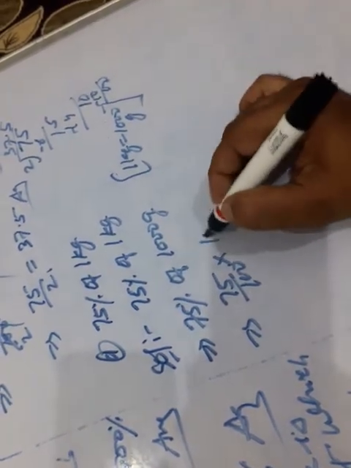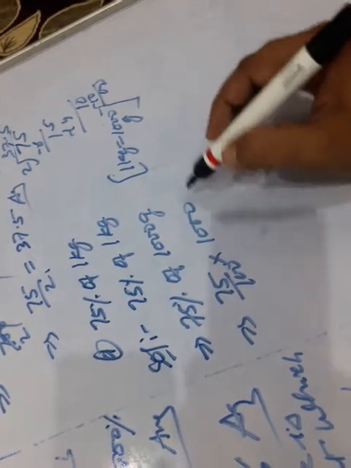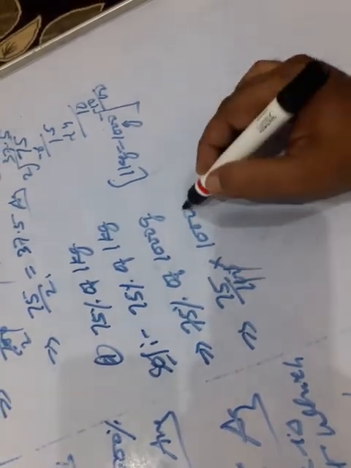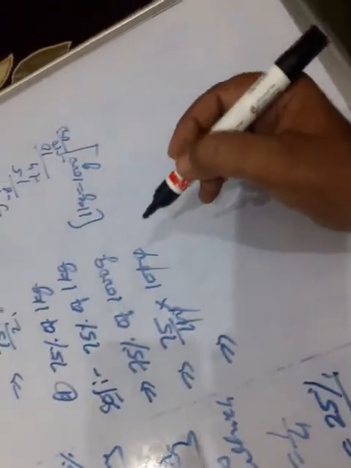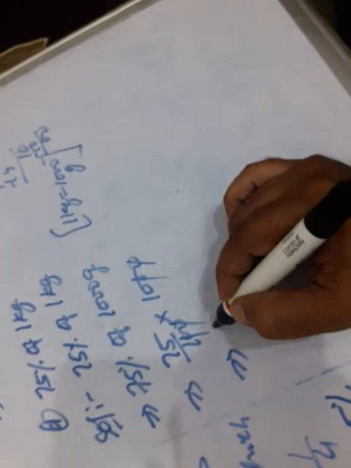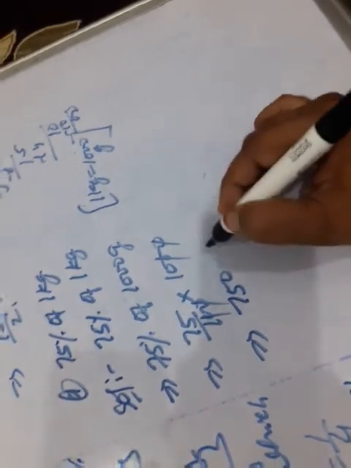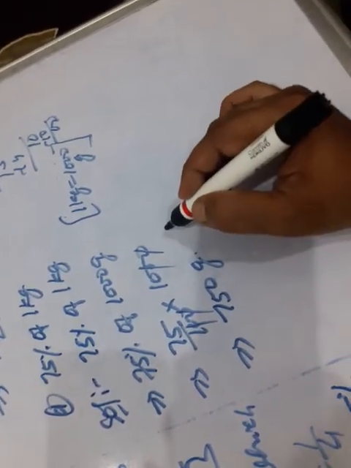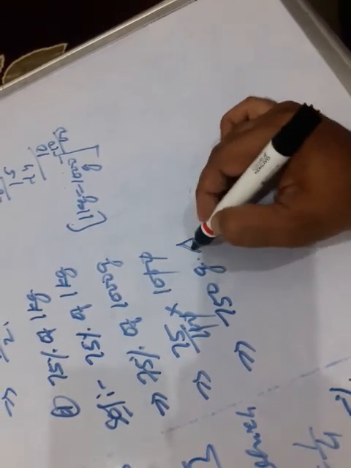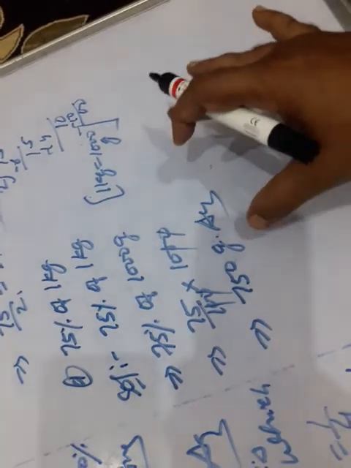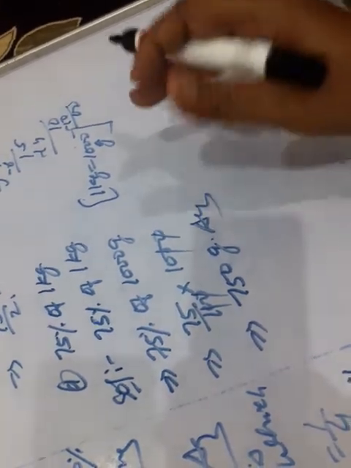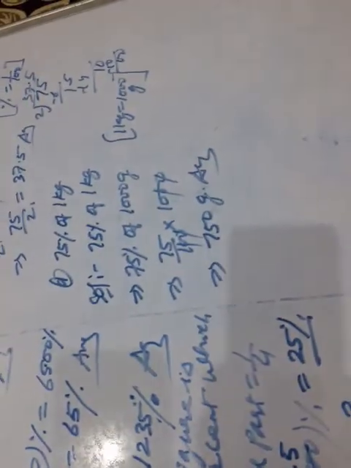Of means multiply, and that is 1000. Now simplify it. 0 0 got cancelled, 0 0 got cancelled together. This implies that 75 multiplied by 10, that is 750 gram. Okay children, that is your answer. 75% of 1 kilogram is 750 gram. So this is how children we can find the percent, and we can convert the percent.